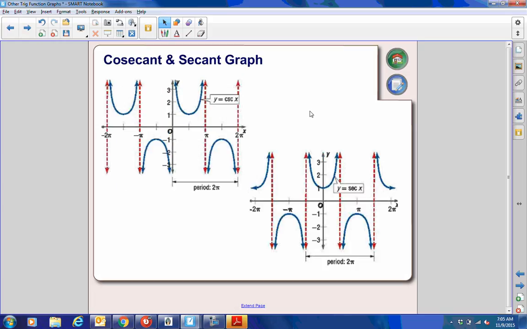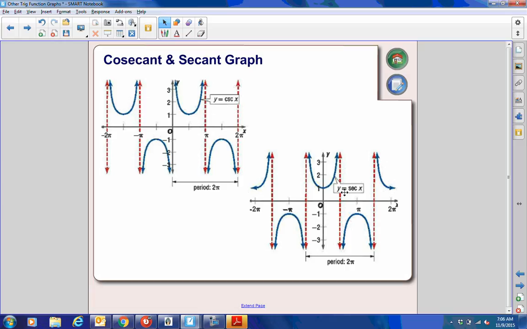Now you're looking at the cosecant and secant graphs. Go ahead and pause the video while you write what these graphs look like. Okay, and you'll notice again that these have asymptotes, and the cosecant graph, which matches sine, doesn't have a value at 0. It goes to the right, similar to the way sine does.